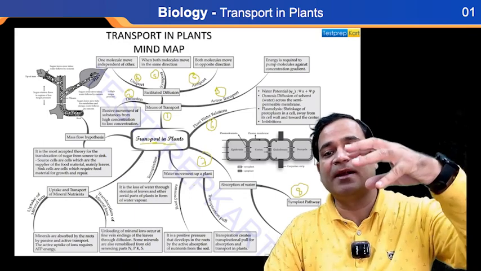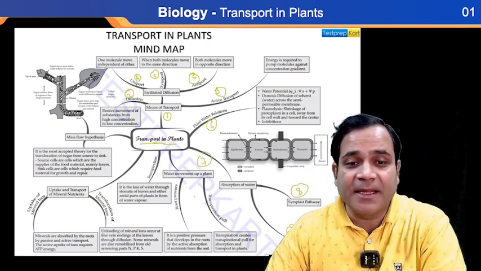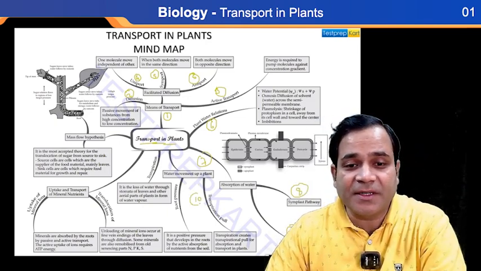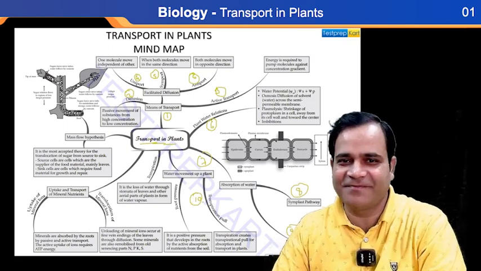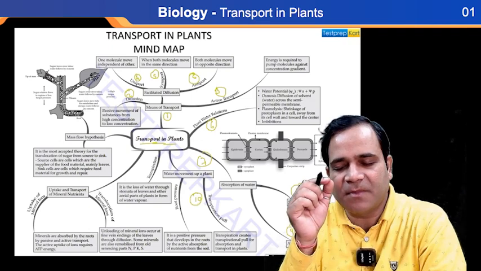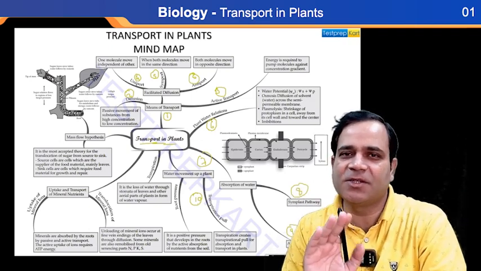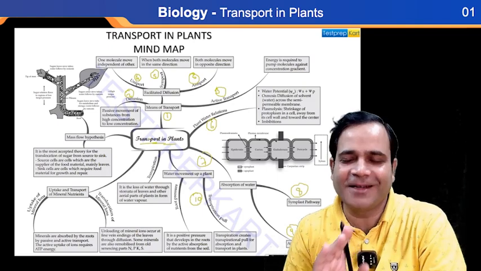Water movement up a plant. Whenever I'm saying water movement up a plant, it means what? Here the movement is in the form of transpiration pull, my dear. Yes, there is a very interesting point, my dear, that must be known. If you don't know it, then it's your fault, my dear. Getting my point? It's your fault.